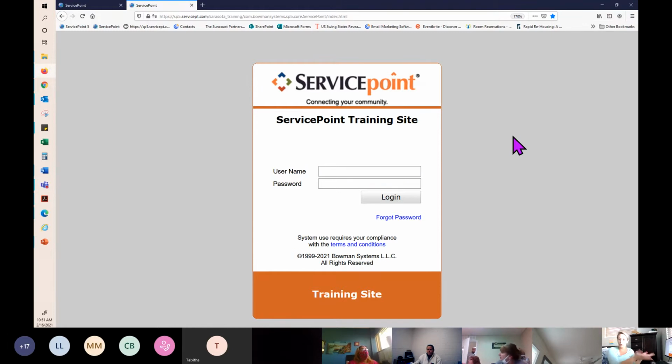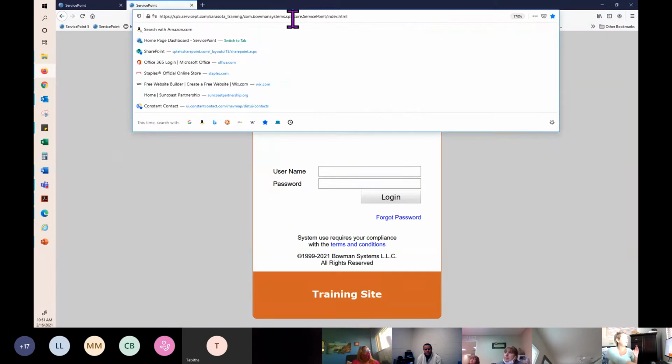So this is Service Point. This is our training site. Everybody will have access to the training site. Pasco, you will have a different one. It will look very similar, but it obviously will say Pasco in the browser, but you won't even notice that.